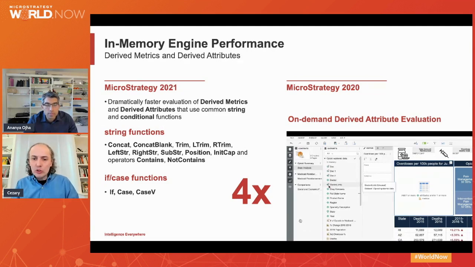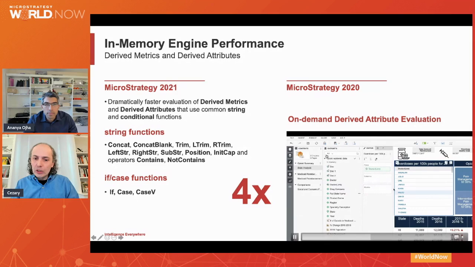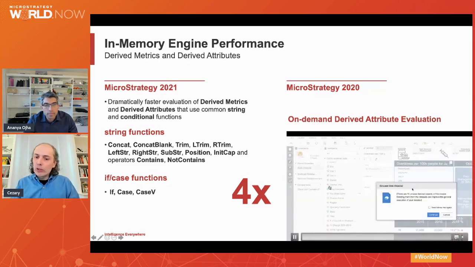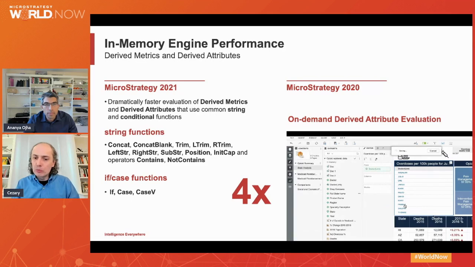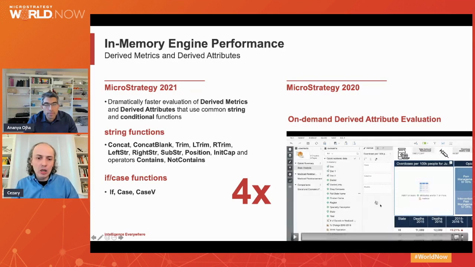So in this video, you could see the authoring interface where we identify clearly unused derived attributes with the little red dot over the icon. We'll only evaluate those derived attributes that are actually in use by the dossier. That in itself can deliver a 30 to a 50% performance improvement for dossiers that include a lot of unused derived attributes.